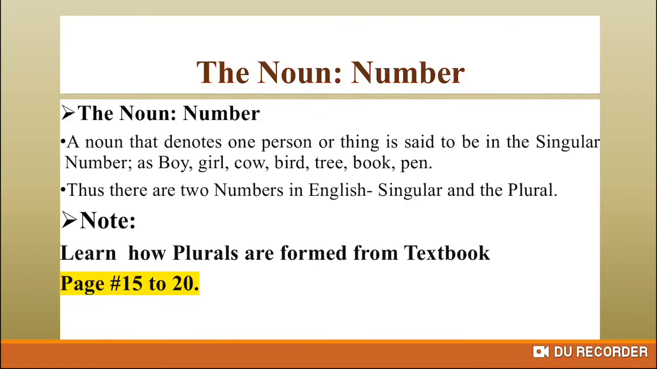A noun that denotes one person or thing is said to be in the singular number, and when there are two or more, these are called plural. So in the textbook from page number 15 to 20, the rules how to make the plurals are given, and the list of the singular and plural is given over there. You people have to learn it. You have to read all these rules as well, and you will learn all singular plurals. Then I will give you tests about all these things. So thank you very much for today.